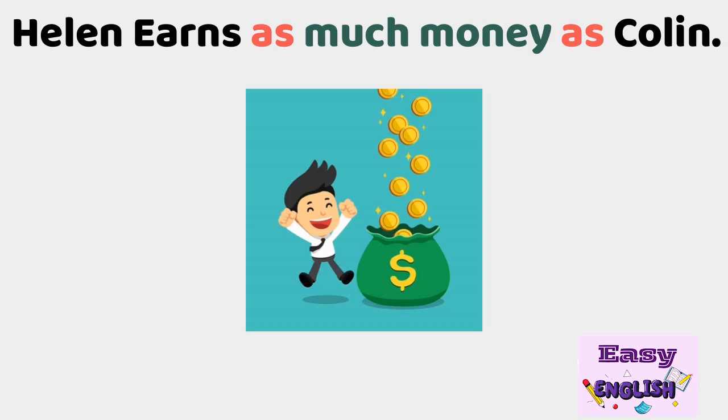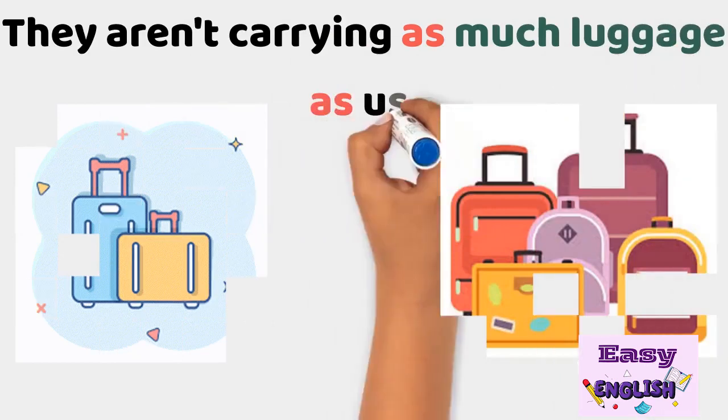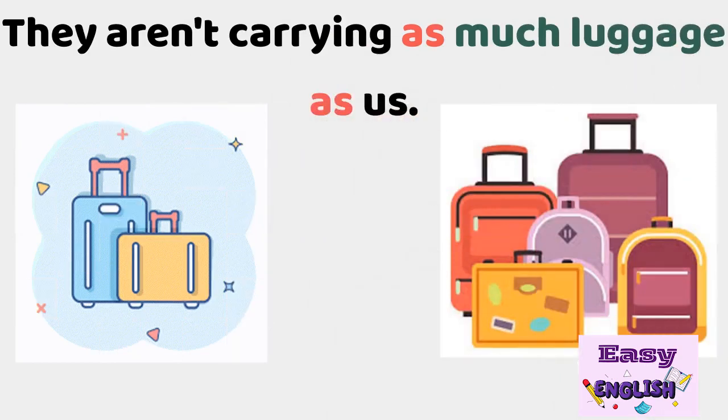For example, Helen earns as much money as Colin. Jack doesn't do as much work as me. They aren't carrying as much luggage as us.